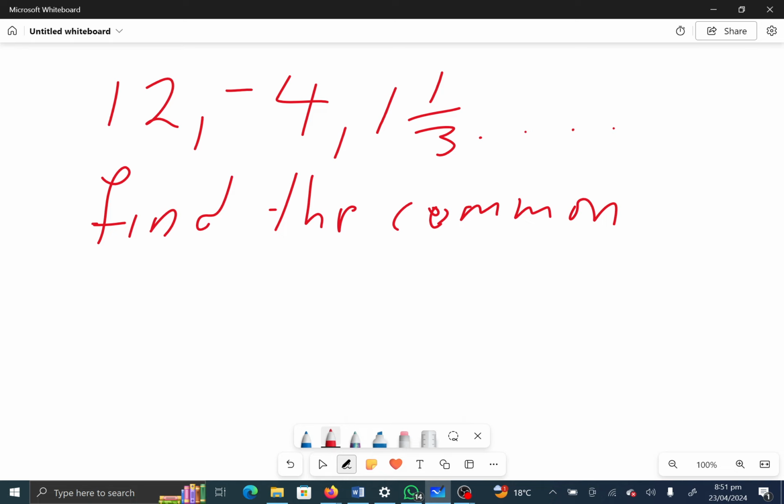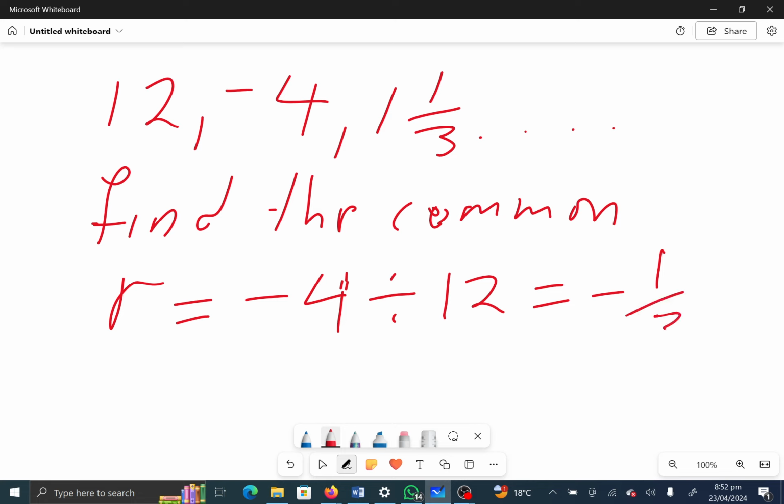If we're told to find the common ratio denoted by the letter R, we say -4 divided by 12. Then our answer is equal to negative 1 over 3. This now becomes our common ratio.